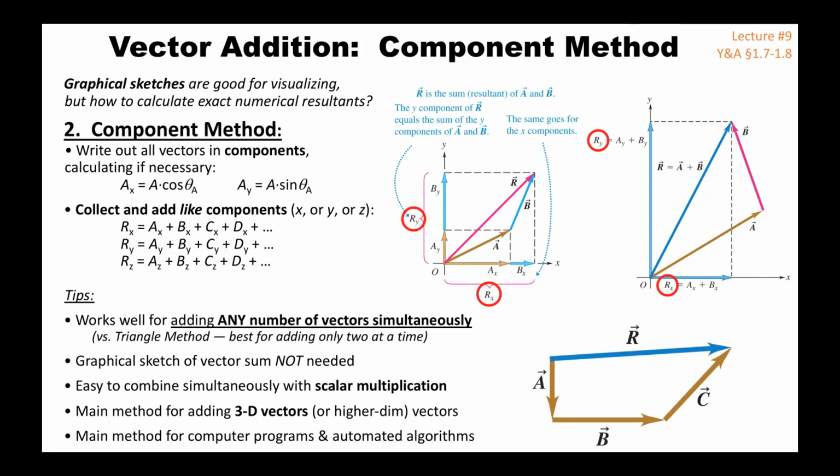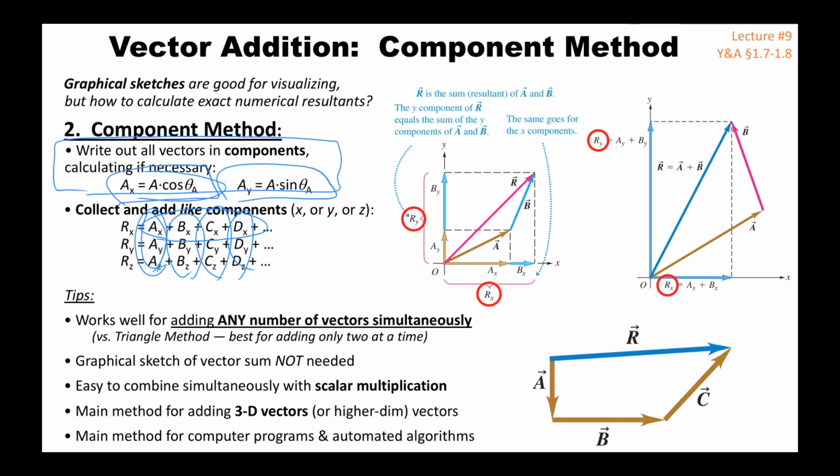Then probably the most general and powerful method that you could use to do that would be to first write out all of the vectors that you want to add together as components. If you don't already know them in components like this, like the components of vector A, the components of vector B, the components of vector C, and so on, then you might need to calculate what those components are using the formulas from last lecture.